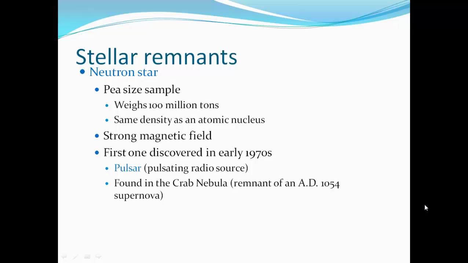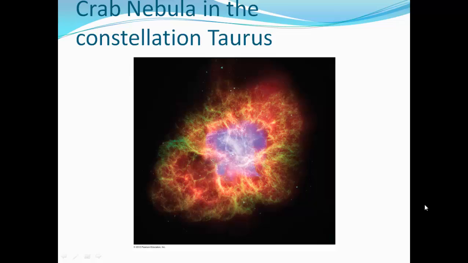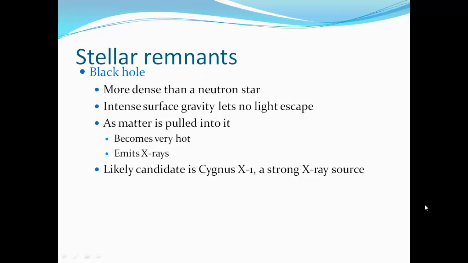It has a strong magnetic field. The first one was discovered in the 1970s. This is a neutron star. Pulsars, pulsating radio sources, are found in the Crab Nebula, the remnant of a supernova from 1054 AD. The Crab Nebula is in the constellation of Taurus.